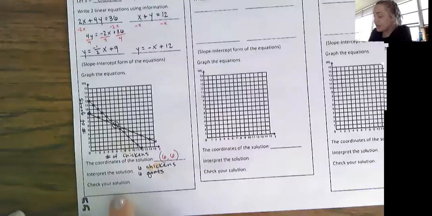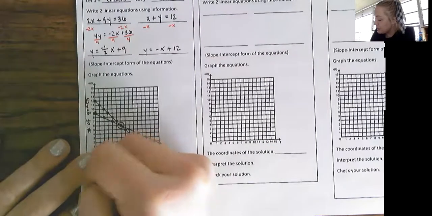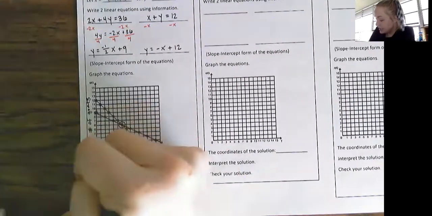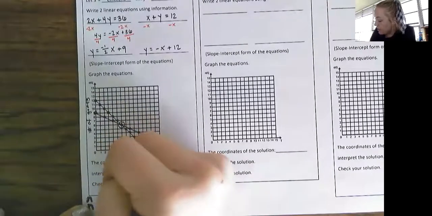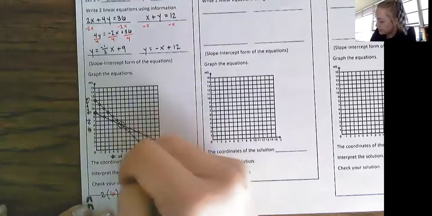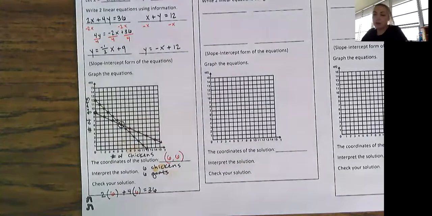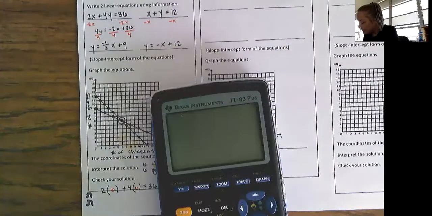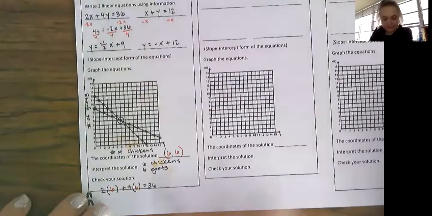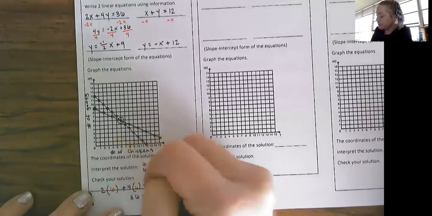Okay, so let's check that solution. We always go back to this original equation up here. So instead of 2x plus 4y equals 36, that's going to be 2 times 6 chickens plus 4 times 6 goats equals 36. I shouldn't have written so large, but I was apparently super excited about that. So I've got 2 times 6 plus 4 times 6, and I've got 36 equals 36. That is a true statement, so it gets a check mark.